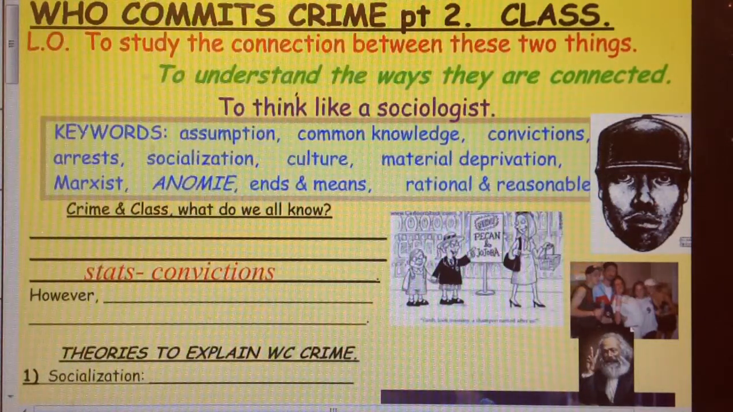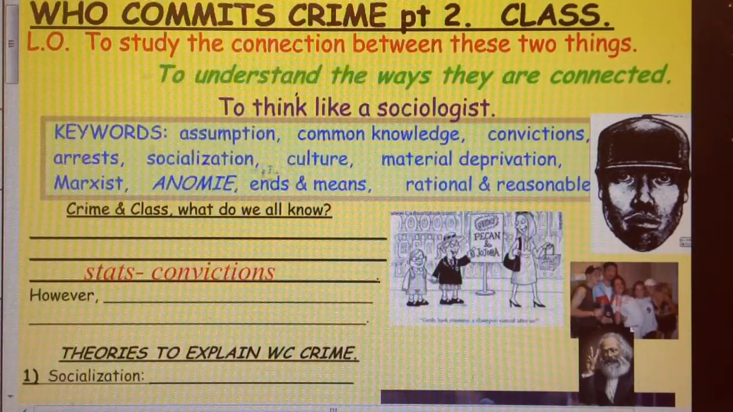Okay, now next lesson on crime and deviance, we're carrying on looking at who commits crime. For the agenda now, we're going to look at probably the big one, social class. It'll be 2 lessons on social class. So the connection between these two things, to understand the ways they are connected, thinking like a sociologist as normal.